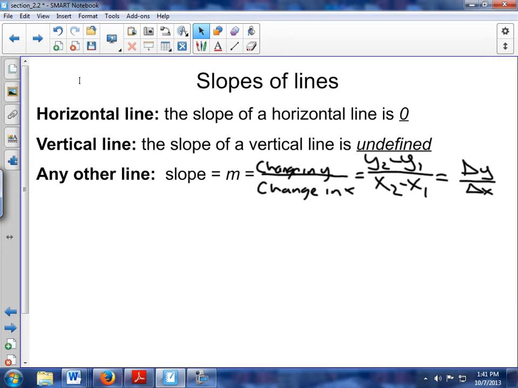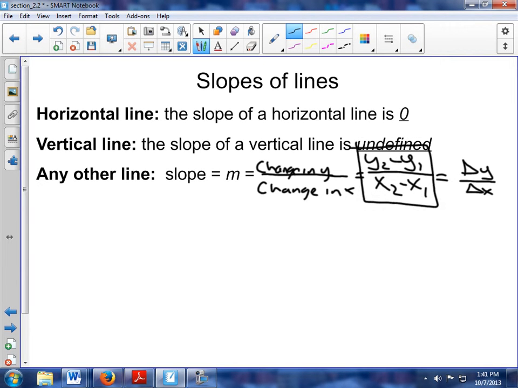Okay, slopes of a line. Again, here it is. Any other line, slope is m. What it means is change in y over change in x. You probably learned that in junior high. We're concerned about this one right here. This is the formula for finding the slope between 2 points. So this is the formula, slope between 2 points.